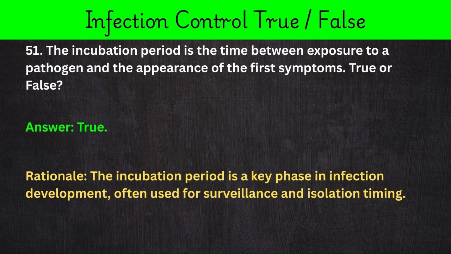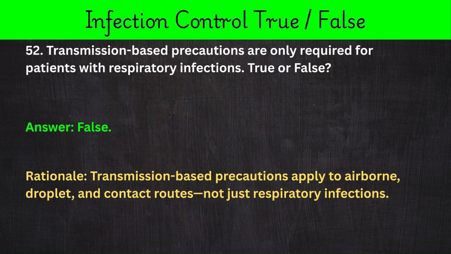51. The incubation period is the time between exposure to a pathogen and the appearance of the first symptoms. True or false? Answer: true. Rationale: the incubation period is a key phase in infection development, often used for surveillance and isolation timing. 52. Transmission-based precautions are only required for patients with respiratory infections. True or false? Answer: false. Rationale: transmission-based precautions apply to airborne, droplet, and contact routes, not just respiratory infections.